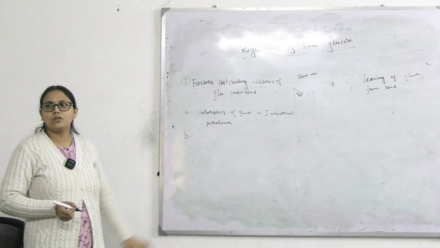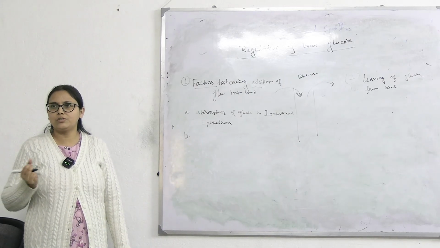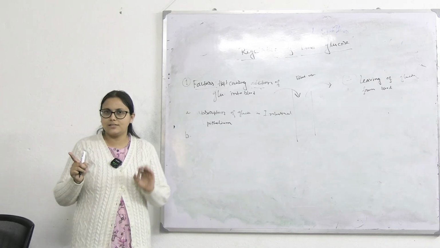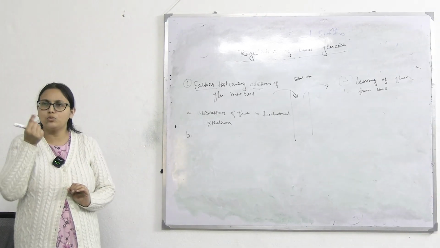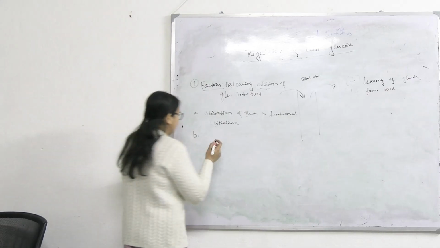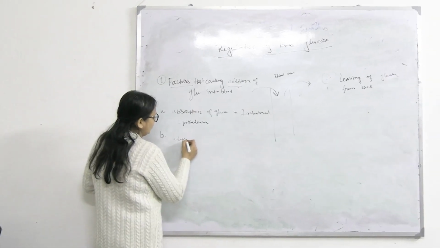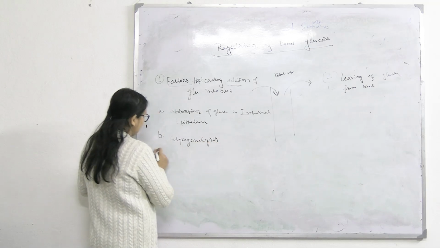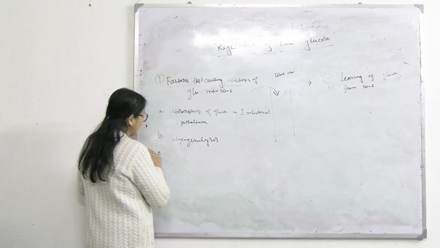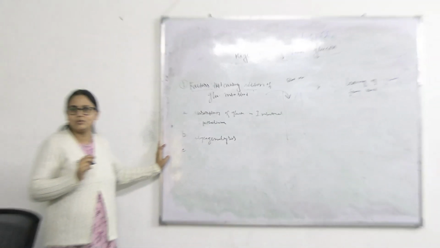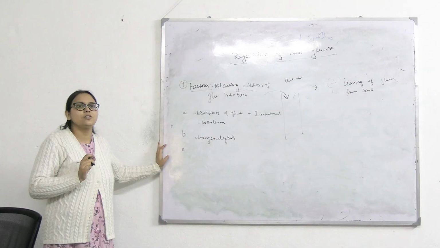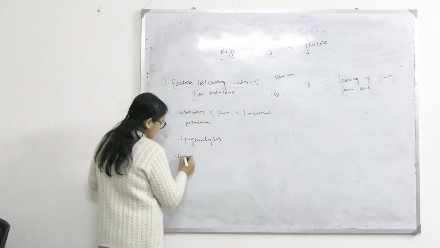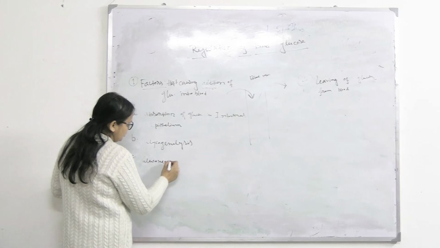And the second cause of addition of glucose into the blood: breakdown of glycogen. That means glycogenolysis. Glycogenolysis will give rise to glucose molecules. Then name another metabolic pathway that gives rise to glucose: gluconeogenesis, or neoglucogenesis.